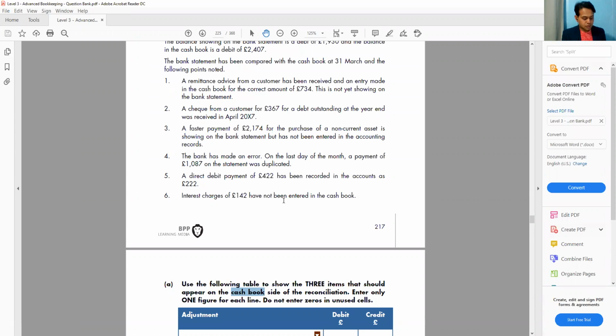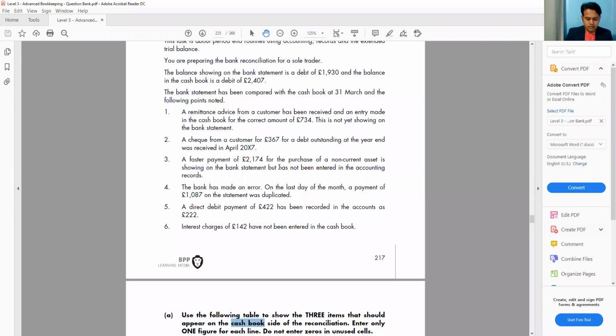So let's read this question and try to solve it together. The first one we have here is a remittance advice.